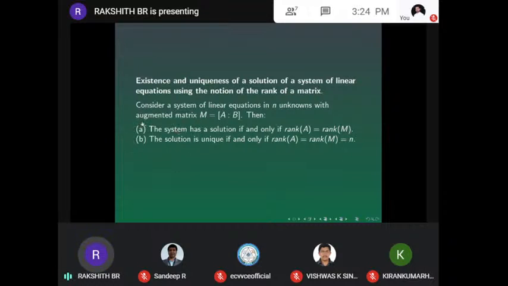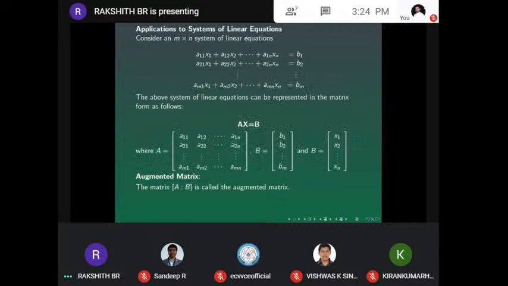These points are very important while solving problems. The system has a solution if and only if rank of A is equal to rank of M, and the solution is unique if and only if rank of A equals rank of M equals n, and it has infinitely many solutions if rank of A is equal to rank of M, strictly less than n. You need to remember these conditions while solving problems based on systems of linear equations.